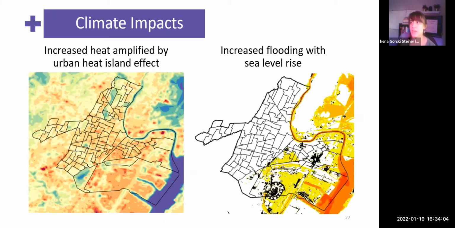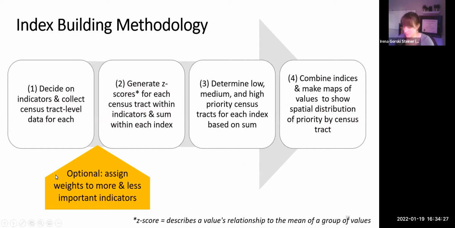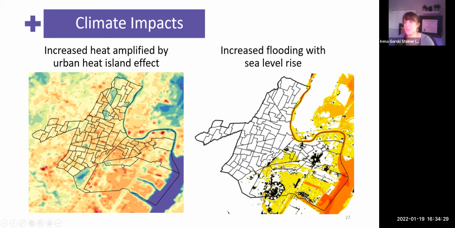And finally, we have the climate impacts that we're looking at in relation to these 3 indexes. And for one of them, we're looking at how much there is increased heat amplified by the urban heat island effect. So we looked at land surface temperature in July. And for those of you very familiar with the geography here, you can see right where the parks are. You can see where very high areas of concrete are. And then also increased flooding with sea level rise.